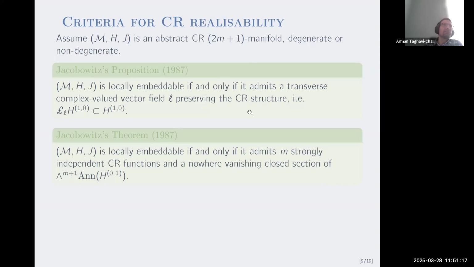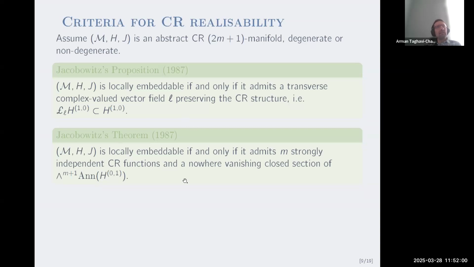The first one is the Jacobowitz proposition. A CR manifold is locally embeddable if and only if it admits a transverse complex valued vector field L that preserves the CR structure. This is what I mentioned earlier on, but I mentioned this in the context of a real vector field. If L was a real valued vector field, then this would be a CR symmetry. This is a complex valued vector field, so it's a weaker condition.